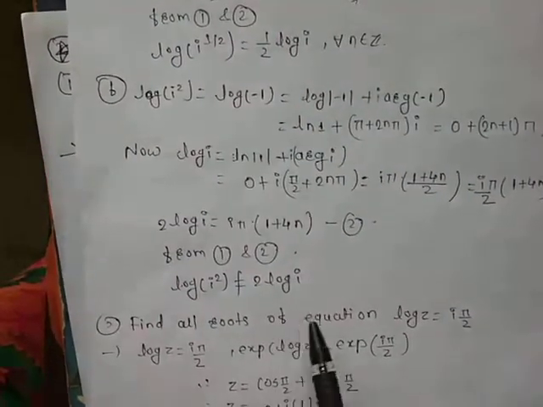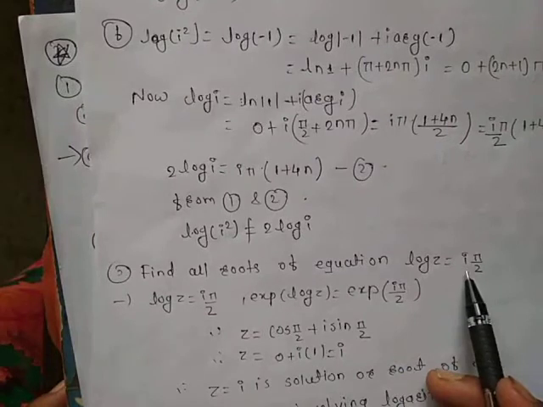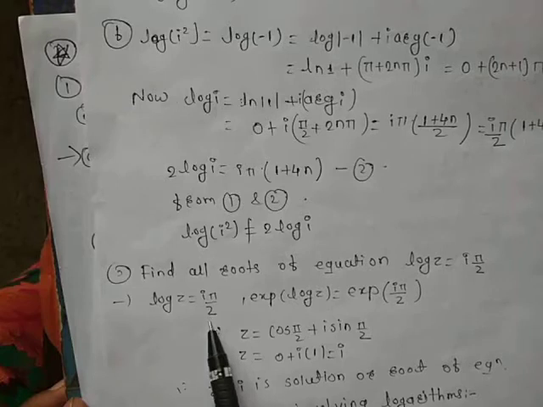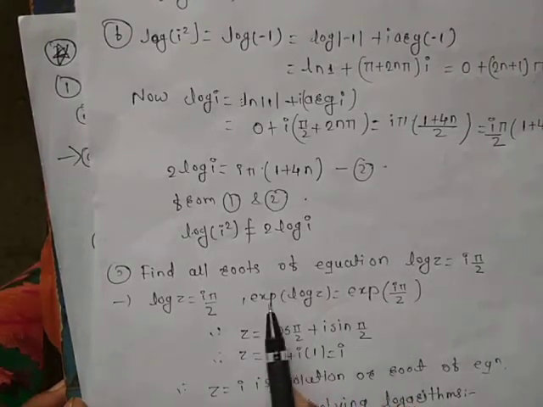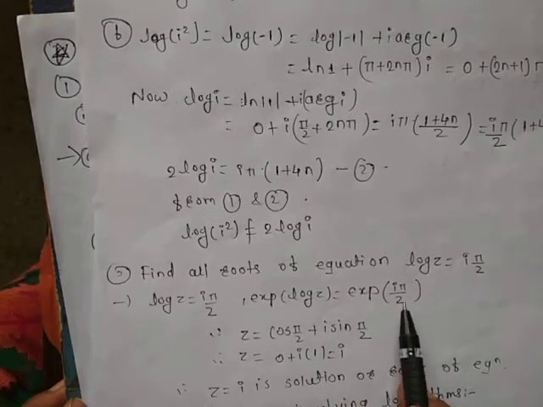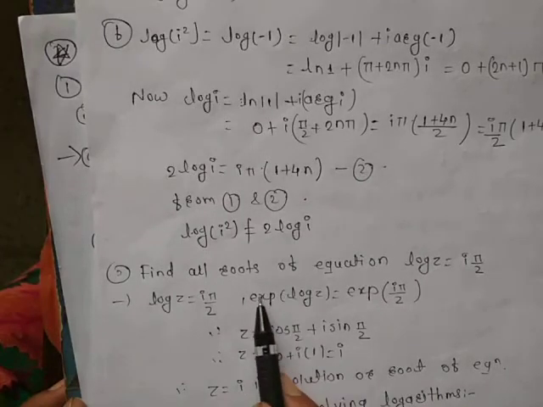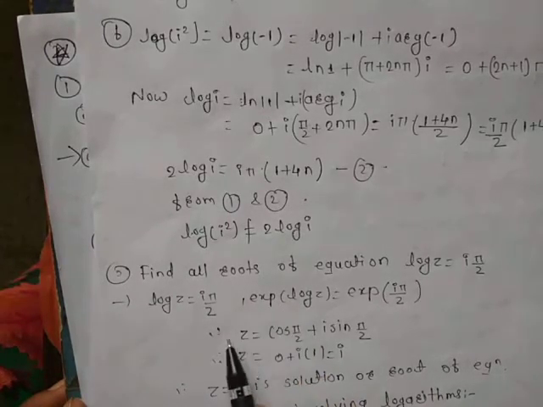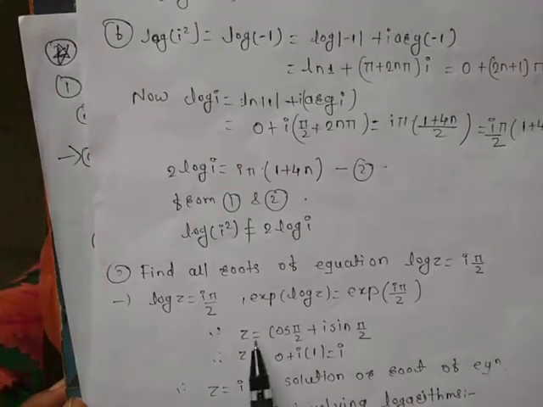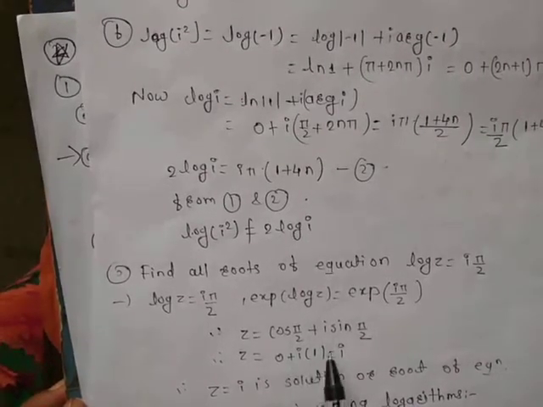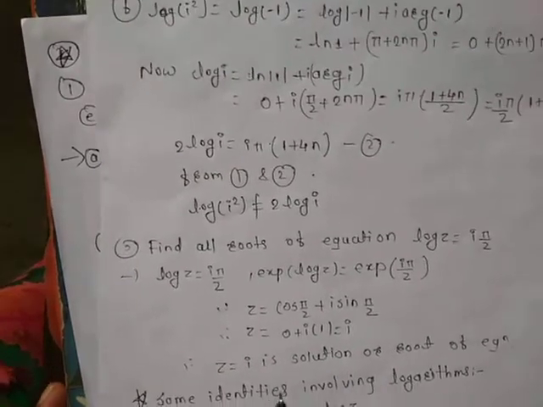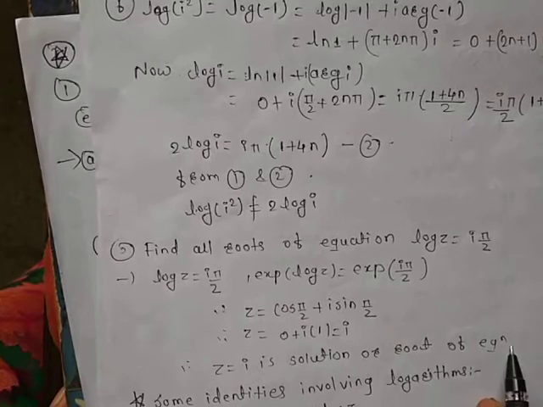Find all roots of the equation log z is equal to i pi by 2. Here log z is equal to i pi by 2. Taking exponential on both sides, exponential of log z is equal to exponential of i pi by 2. The exponential of log z is z, so z is equal to cos pi by 2 plus i sin pi by 2. So z is equal to 0 plus i into sin pi by 2, which is 1, so z is equal to i. So z equal to i is the root of the equation.